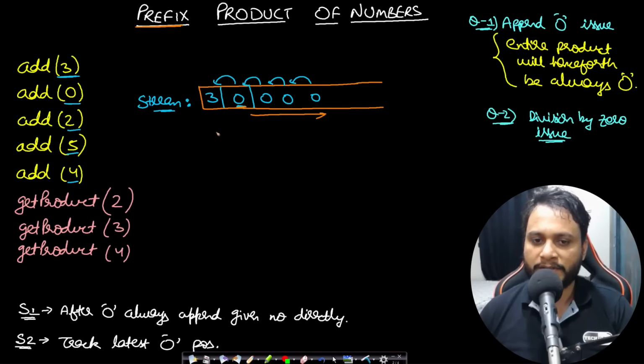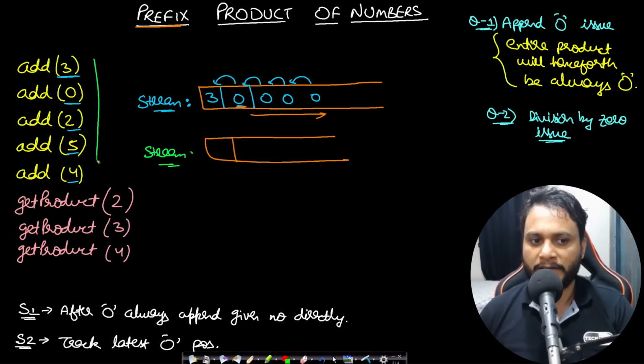In order to avoid this, what we can do is, whenever we see a 0, after that we will always be appending the new number. Let me show you how to do this. Let me again add all these values. So if you add these 3, then you can add 3. When a 0 comes, it just appends 0 as it is, right?